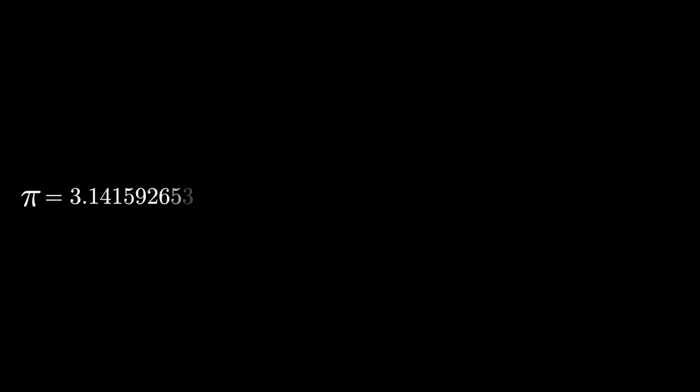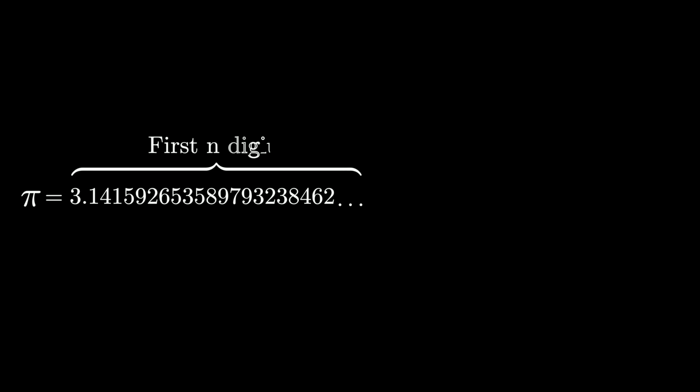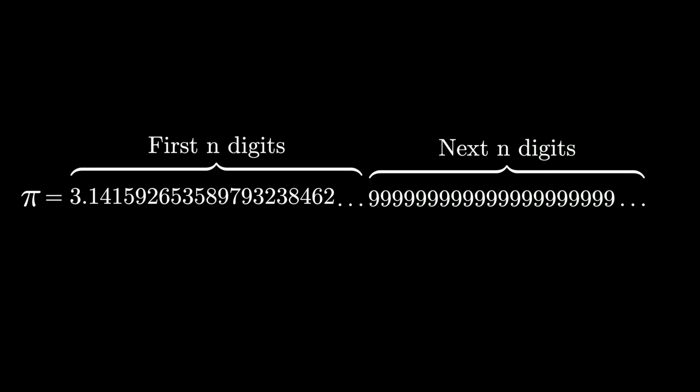If at any point, when you're looking at all the digits of pi, and you consider the first n of those digits, if it ever happens that the next n digits are all 9s, then you get this off by 1 error. For all of the digits of pi that we know, this is not true.